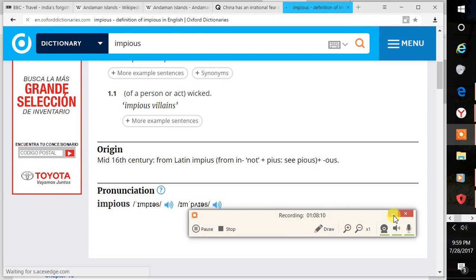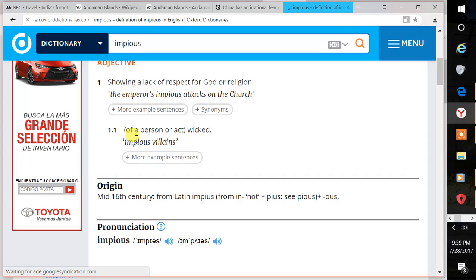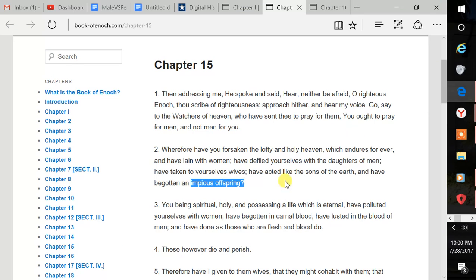So here's the definition of impious. I'm taking it from I think Oxford Dictionary. It says of a person or act, wicked. That's one of the synonyms used for impious. And another one says showing a lack of respect for God or religion. But here, so we go back to the book of Enoch. So impious means wicked offspring. Now let's keep reading so you can understand.